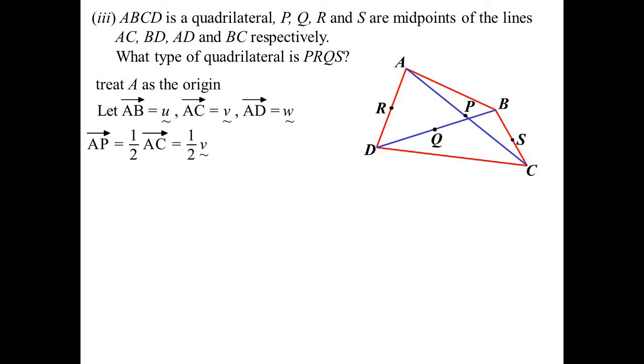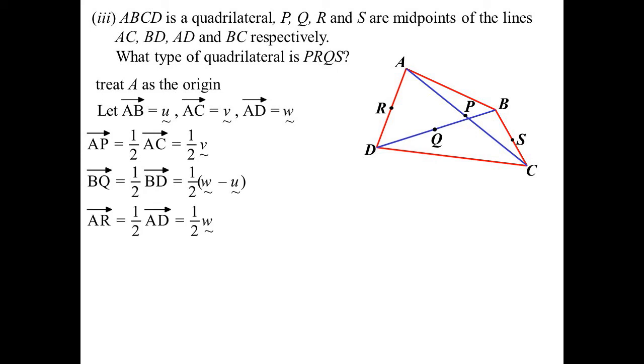So the vector AP would be half of the vector AC. Therefore, it's a half of V. Now for Q, I'm actually coming from B, if you see. So BQ would be half the vector BD. But BD would be head minus tail, so it's W minus U. AR, so let's find R. Well, R's lying on the vector AD, so it would be half of W.